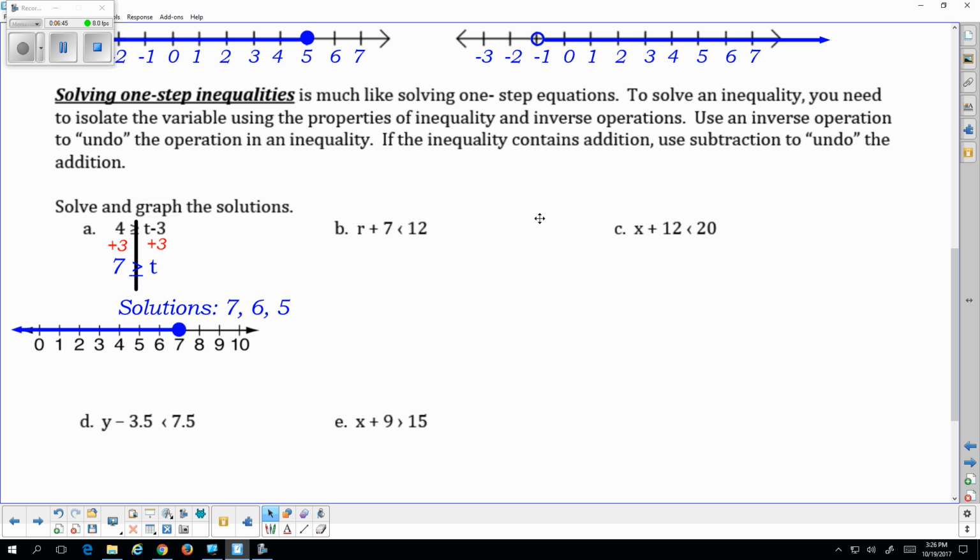So go ahead and solve B, C, D, and E, and then come check your answers with either myself or Mrs.